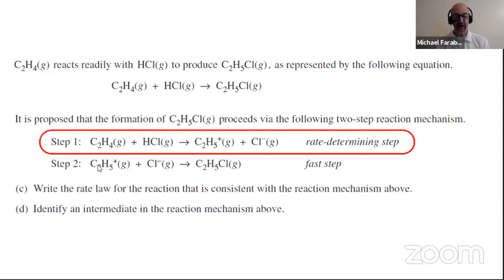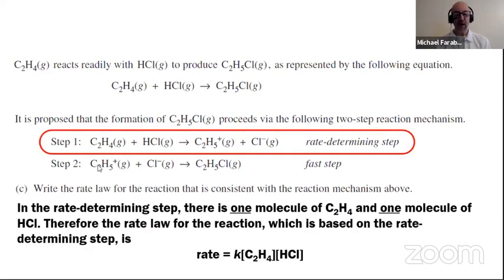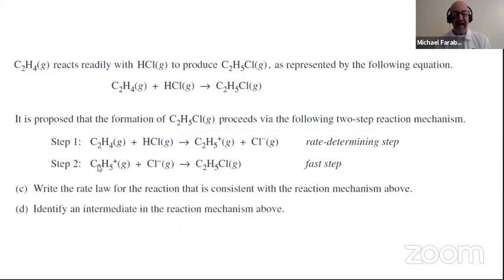So focusing primarily on the slow rate determining step, we can see exactly one molecule of C2H4 and one molecule of HCl. So from that elementary step, we can say that it's first order with respect to C2H4 and first order with respect to HCl. So that gives us a rate law. Rate equals k times the concentration of C2H4 raised to the first power times the concentration of HCl raised to the first power. The next part of this question is identify an intermediate.